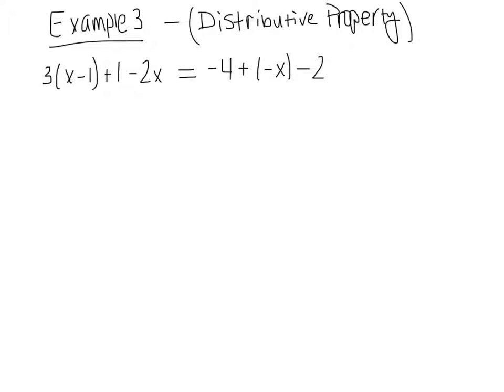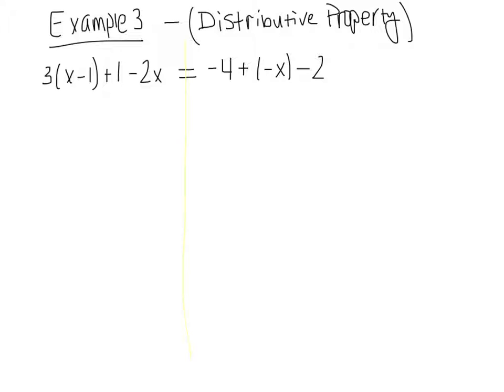Alright, our third example includes needing to use the distributive property to solve it. So let's take a look at this one. On the left I have 3 times x minus 1 plus 1 minus 2x equals negative 4 plus negative x minus 2. And I'm going to split that so I keep my left and my right separate.